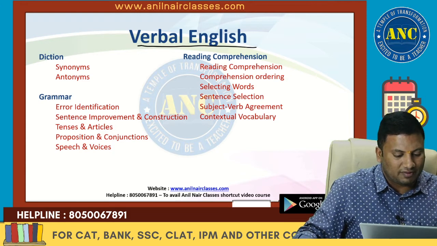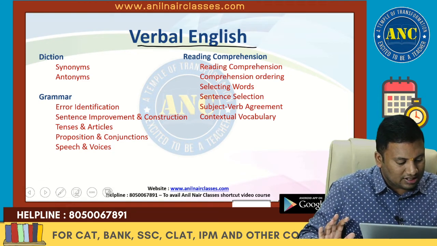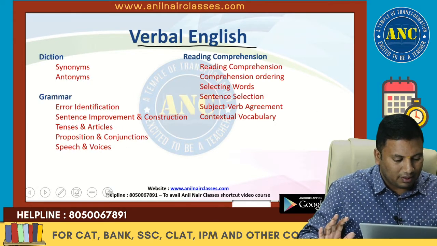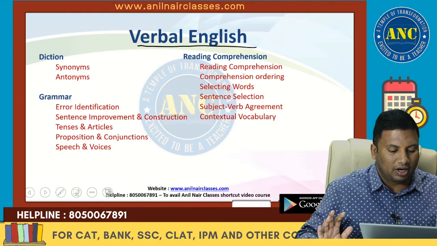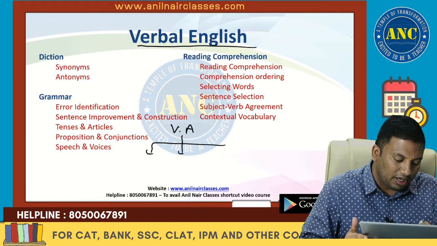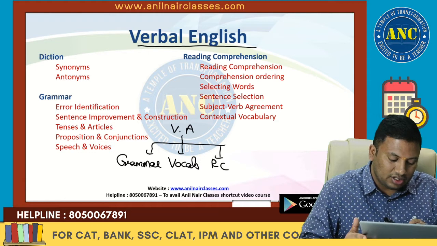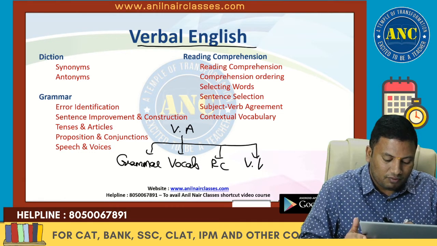Now if you see the verbal part, there are 3 sections, with a very small number of questions on verbal logic. When I say verbal ability, it is of 4 important chapters. The first chapter is grammar, the next is vocabulary, the next is reading comprehension, and the last chapter is verbal logic.